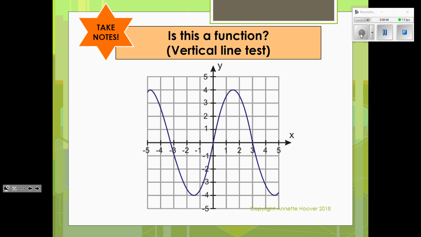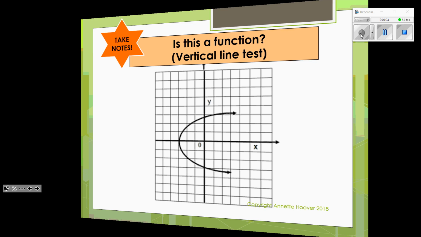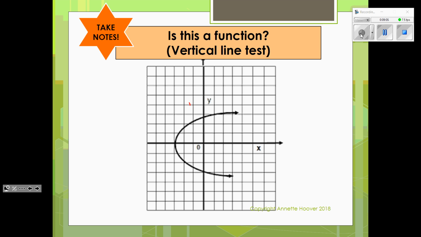So, is this a function? I cannot see a place where I could draw a vertical line. You can just randomly look throughout here. Is there any place that I could have a vertical line where it touches that blue function twice? No. The X does not repeat, so yes, it is a function. The following example, vertical line test here, it touches twice. Vertical line here, twice. We could do that several places. So the X repeats, so it is not a function.